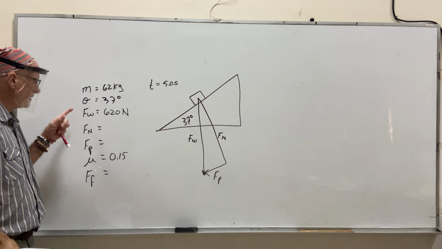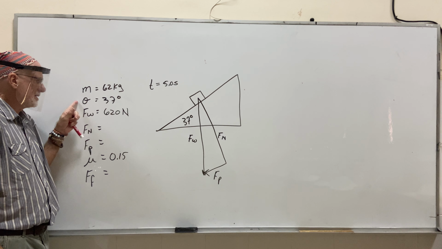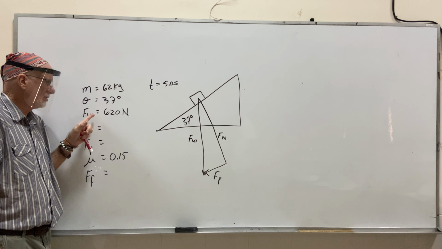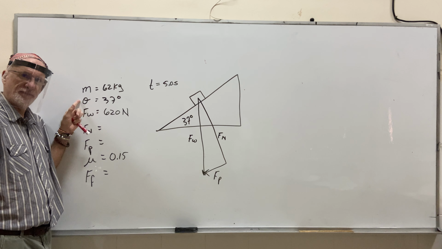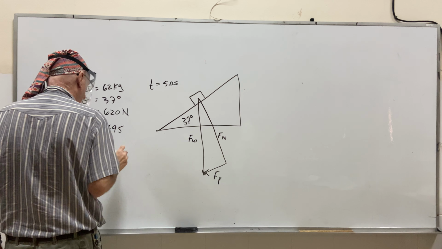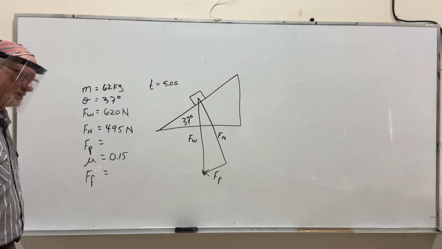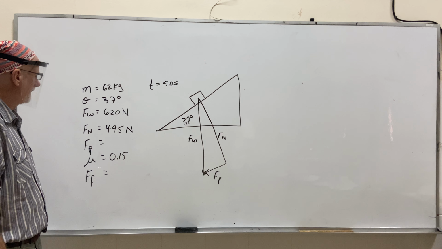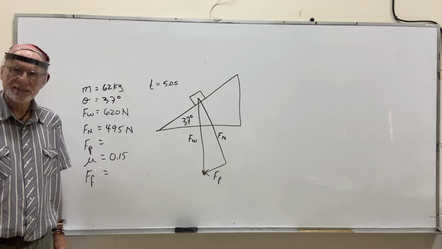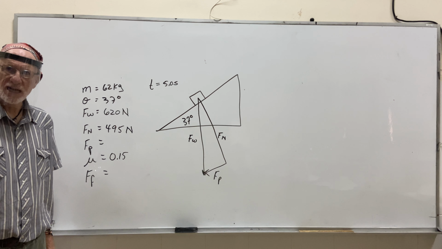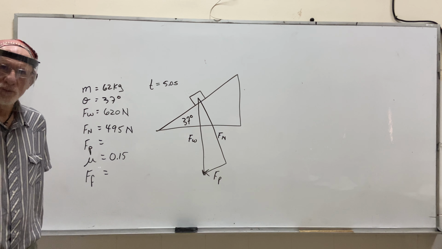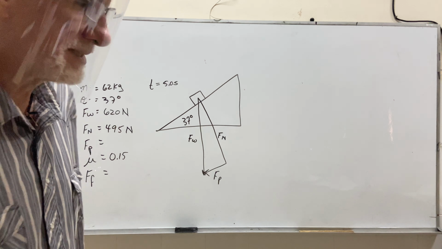And then what is 620 cosine 37? 495. Exactly. What is 620 sine 37? 373. Yes, sorry, my bad.